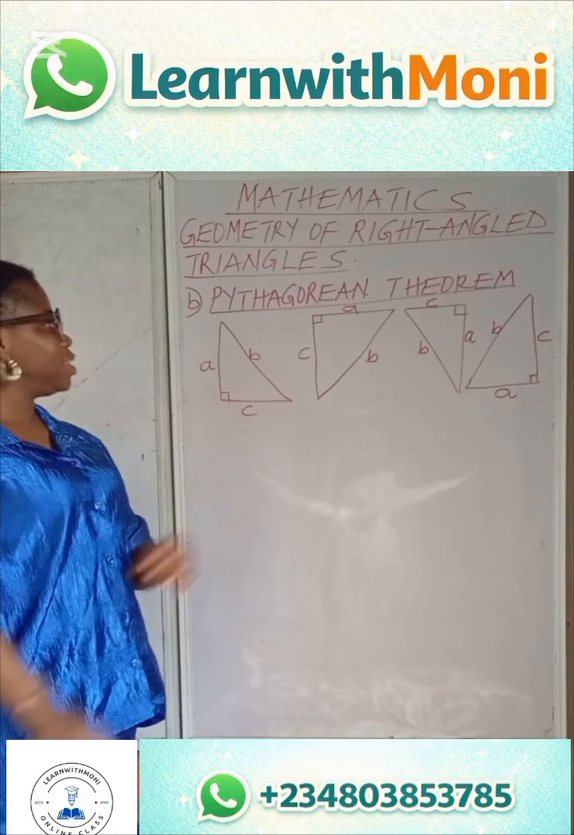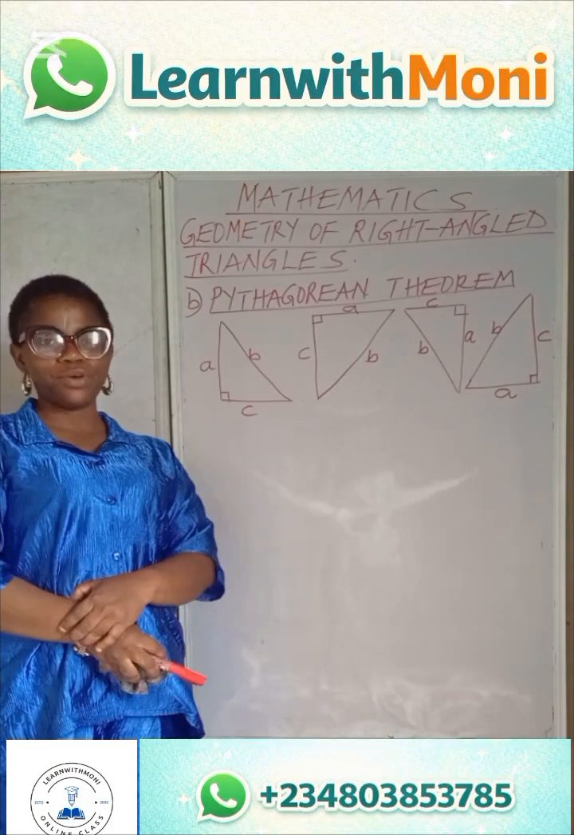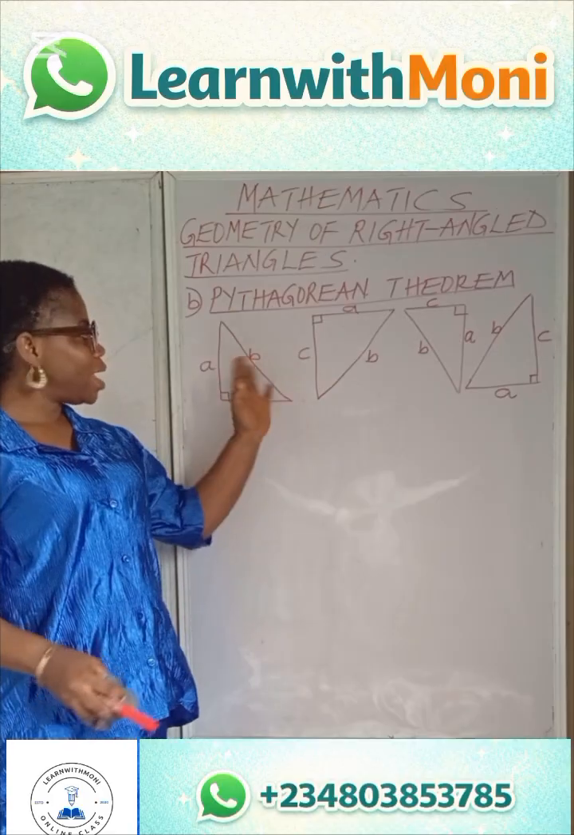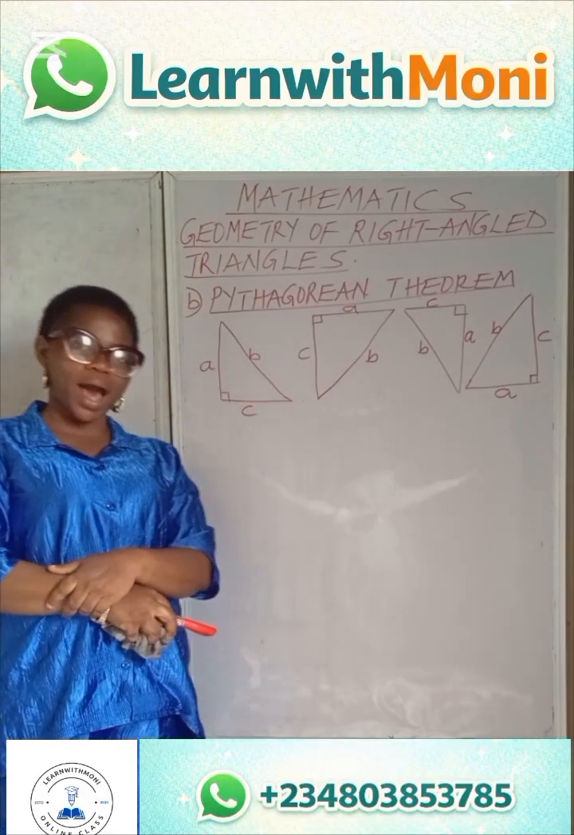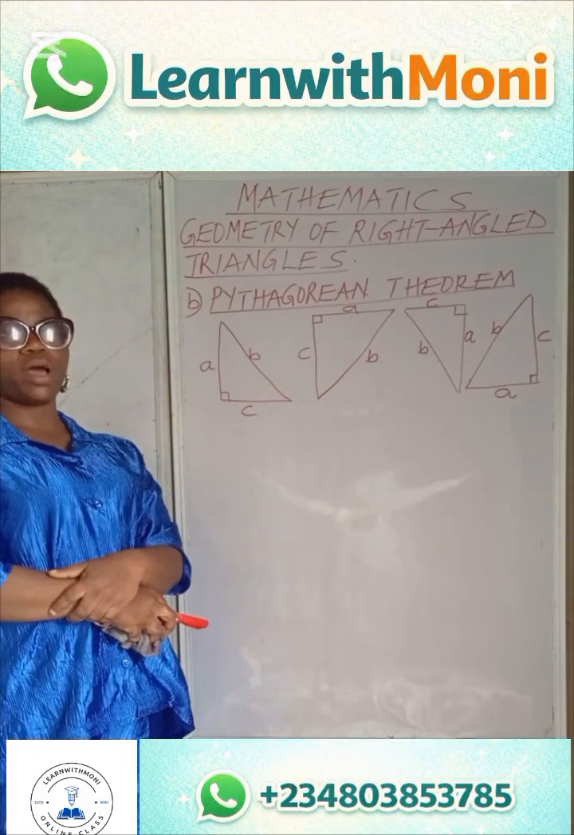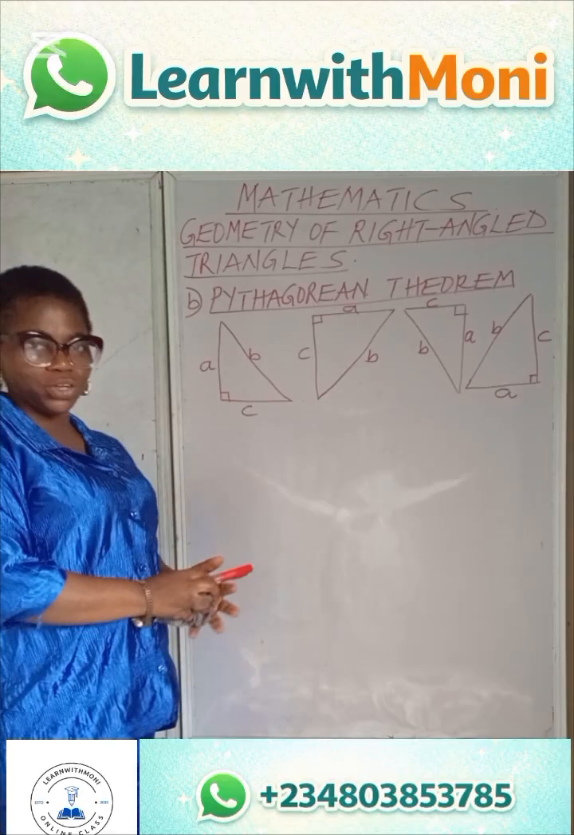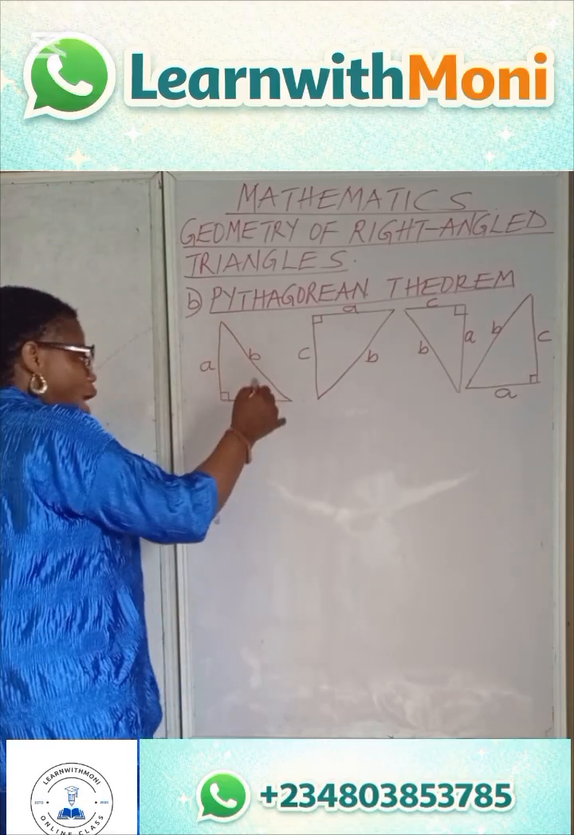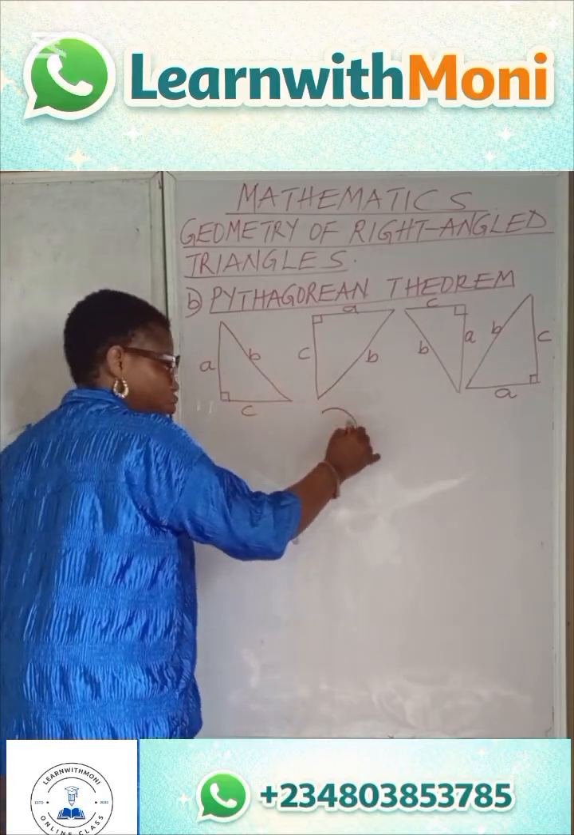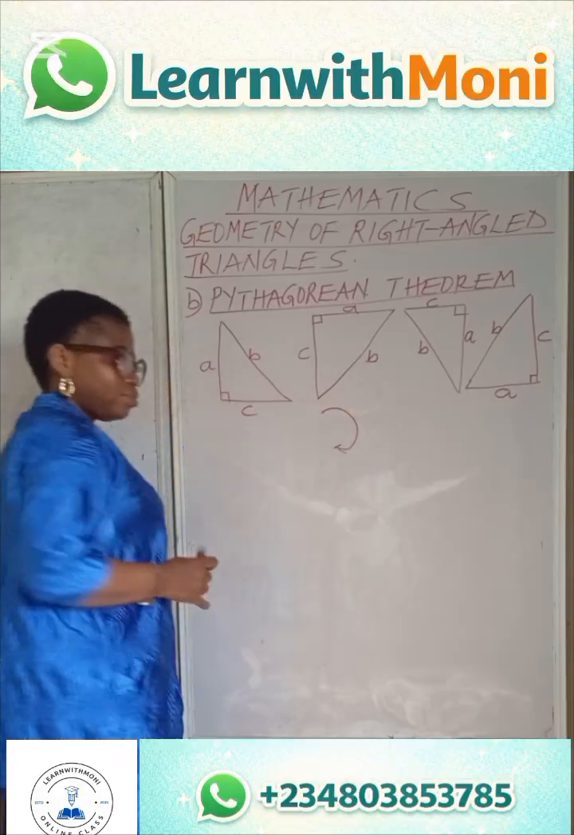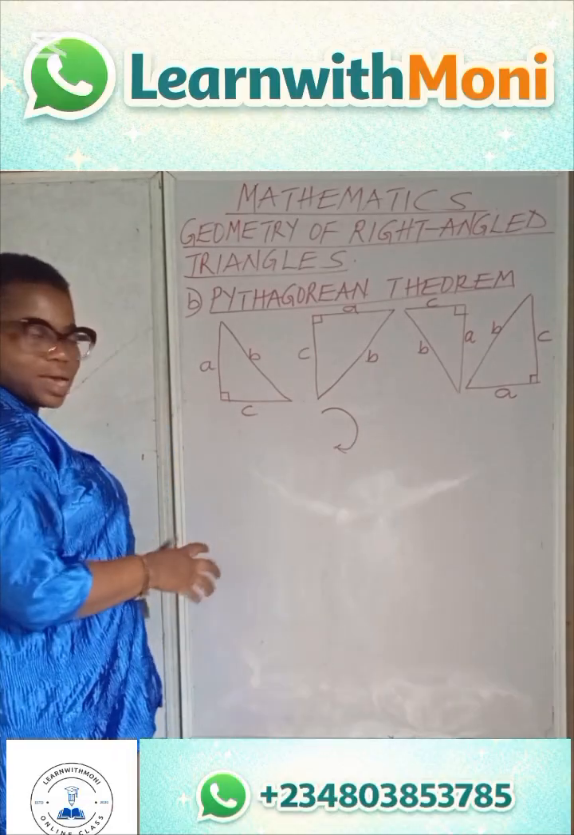You're welcome to the lesson on Pythagorean theorem. All of these four are right-angled triangles. Just imagine that each angle is turned clockwise, and that is what is happening here.